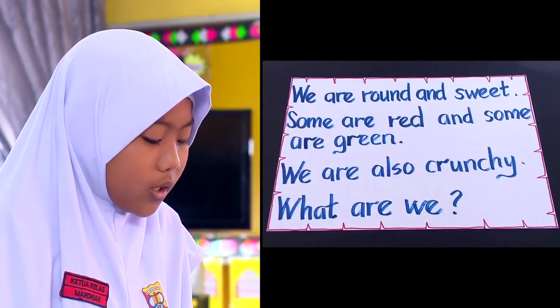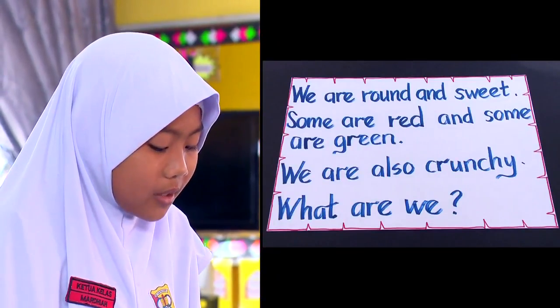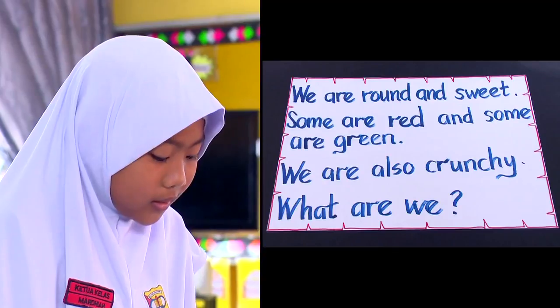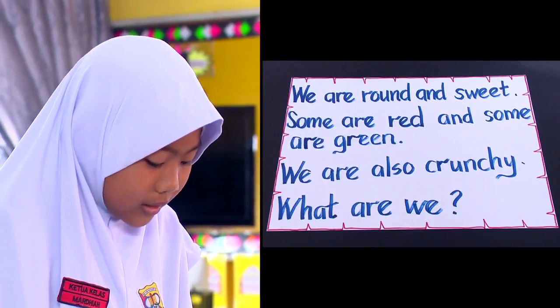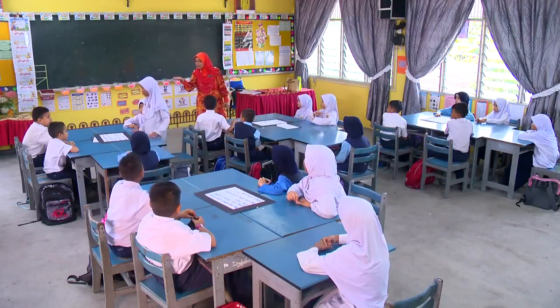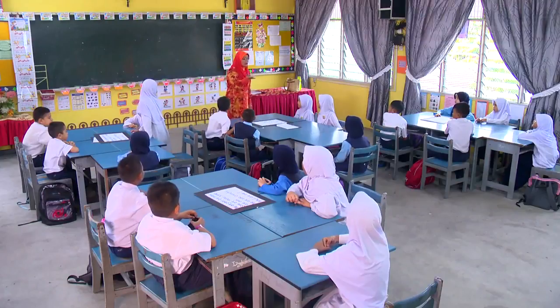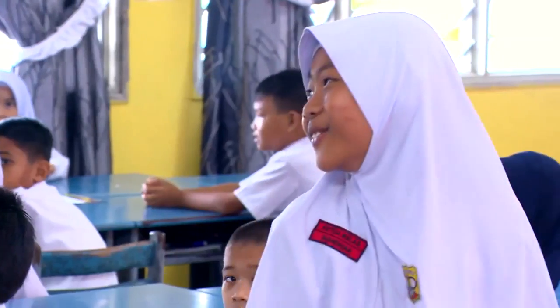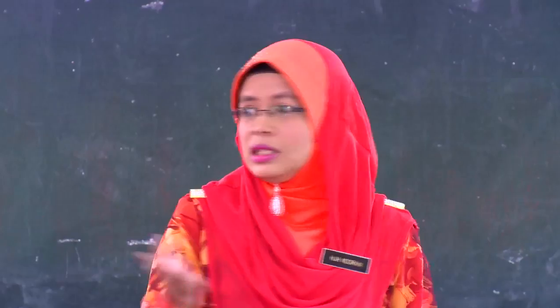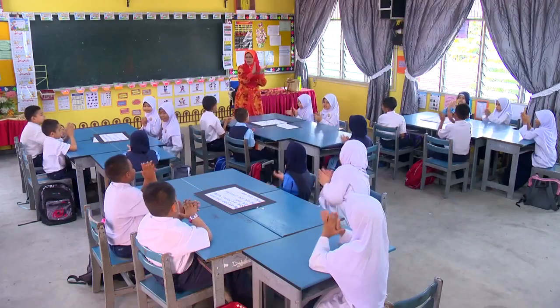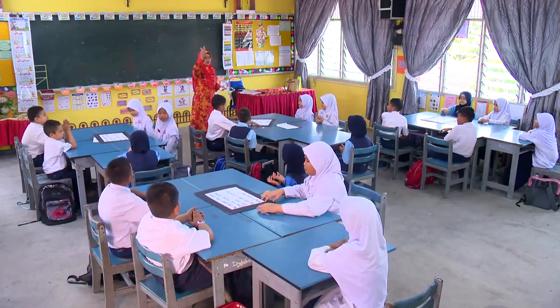Madia: We are round and sweet. Some are red and some are green. We are also crunchy. What are we? Papaya? No. Banana? No. Apple? Is it apple? Yes. Very good. Okay, now we want to know group B.